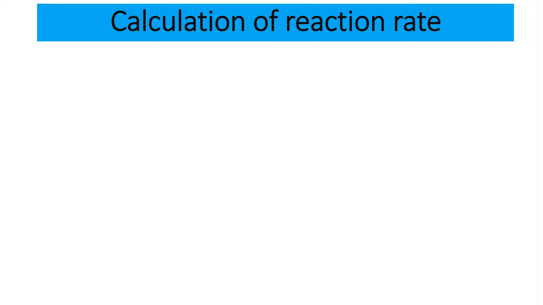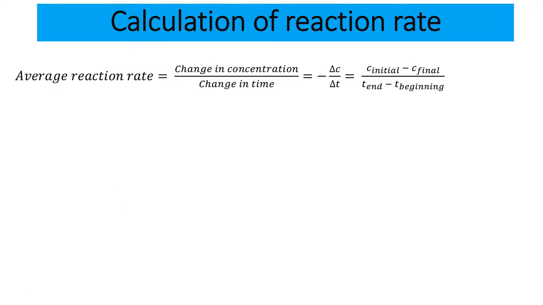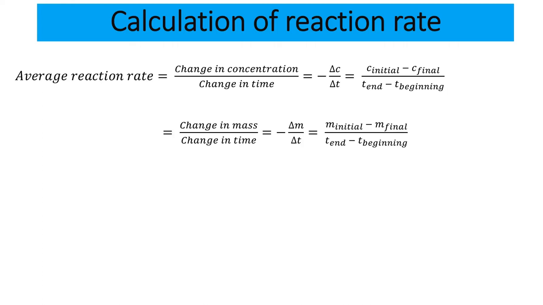Let's get to the calculation of our reaction rates. The average rate of reaction is the change in concentration divided by the change in time, or minus delta C over delta T. Remember, delta C is always final minus initial, but because I have a minus in front, I can say the concentration initially minus the final concentration, divided by the time at the end minus the time at the beginning.